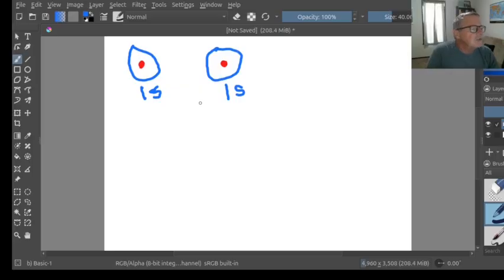Now, what happens if the two atoms come close together? What happens if they start approaching each other and start getting closer together?